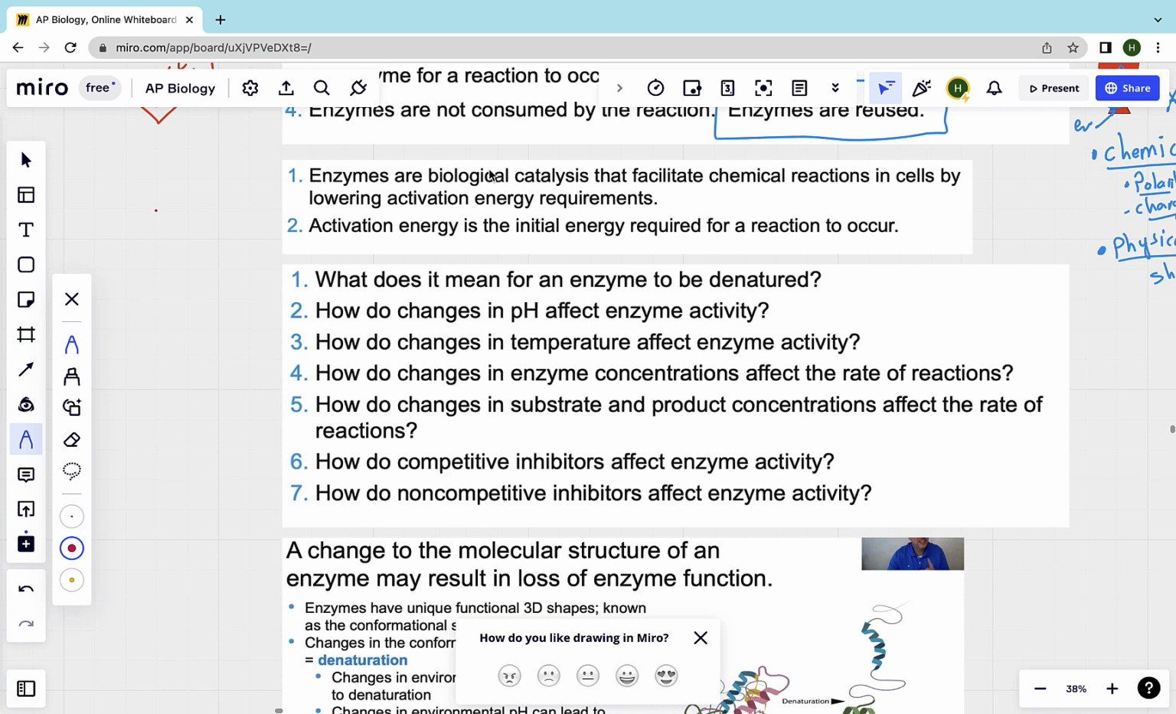So we finished 3.1. Let's move to 3.2. Pay attention. What does it mean for an enzyme to be denatured? Look at this term.